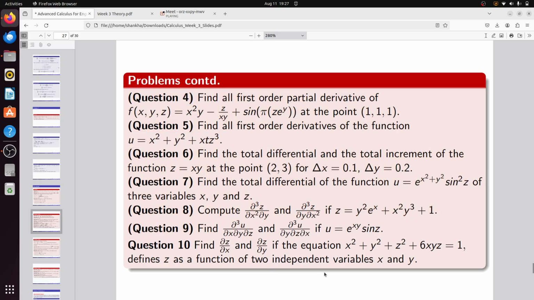Give a try to question 10. Determine del z del x and del z del y if the equation x² + y² + z² + 6xyz equal to 1 defines z as a function of two independent variables x and y. I hope you can determine this. This one is actually an easy question.